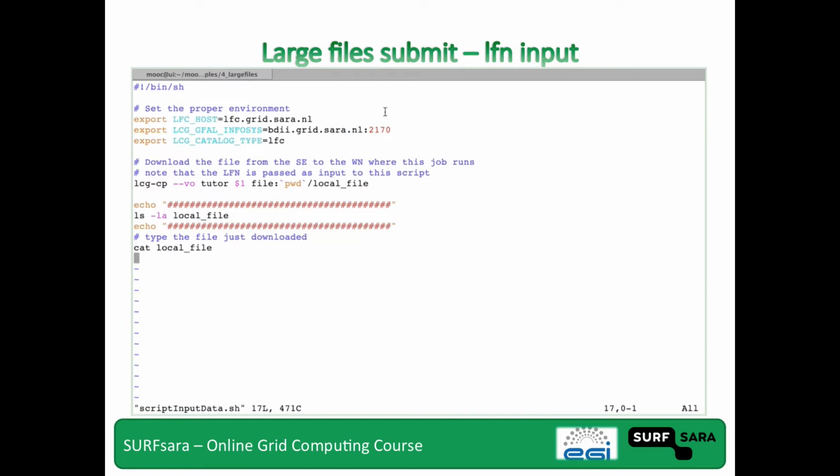We have some exports to define which LFC host to connect to and some other specifications that we need, and then we just do the lcg-cp, so we do a copy from the grid to the local file system. Of course we use a tutor VO, and the $1 that you see in this line is actually the first argument of the script, and then we just have the local file. We do an ls on it, and then we print the content.